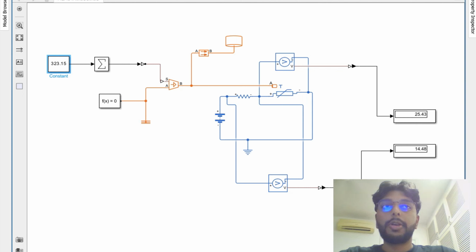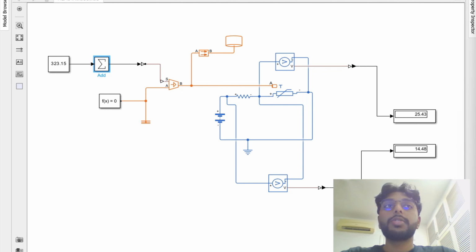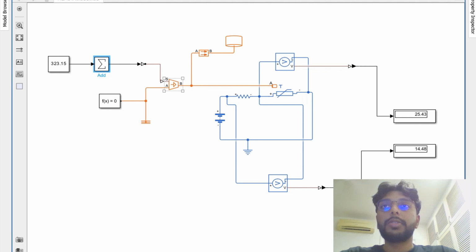Next we have the add block, which combines the input temperature with other signals such as feedback to calculate any errors. This is crucial for temperature regulation. The control temperature source block is responsible for maintaining a specific temperature in the system depending on the input conditions. This is a key element in simulating heat generation or dissipation.